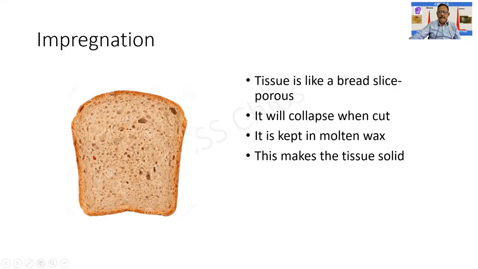Impregnation. Normally you find a tissue is somewhat like this. This is a slice of bread in which I am finding multiple holes. Please imagine when you try to cut a bread, it collapses under the weight of the knife. Similarly, the tissue also will collapse and get damaged. In order to prevent it, what we do is we plug in all these holes by means of wax, and that process is called impregnation. This makes the tissue more solid.